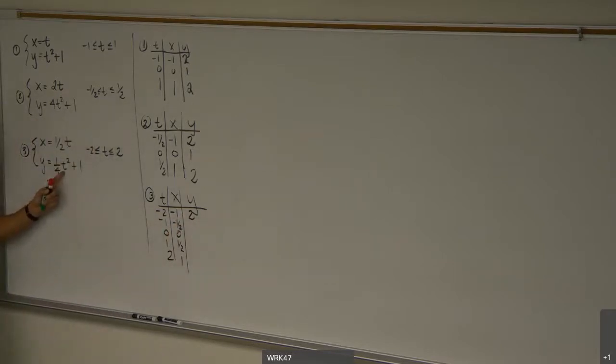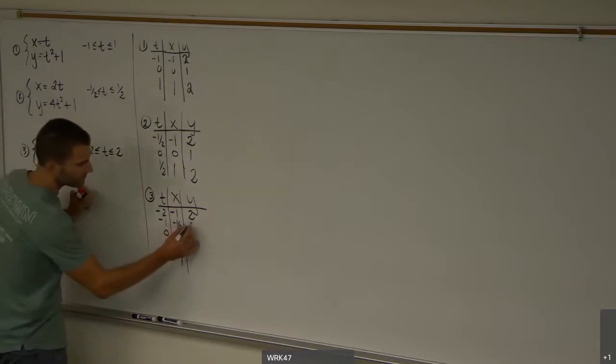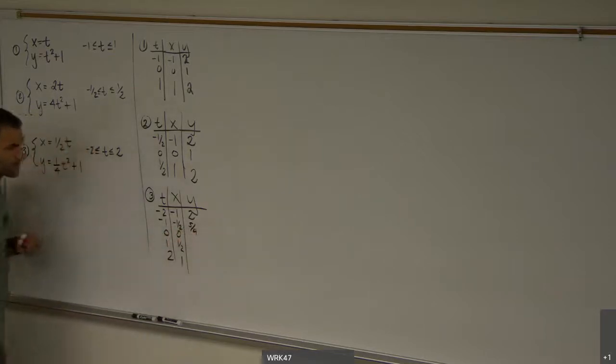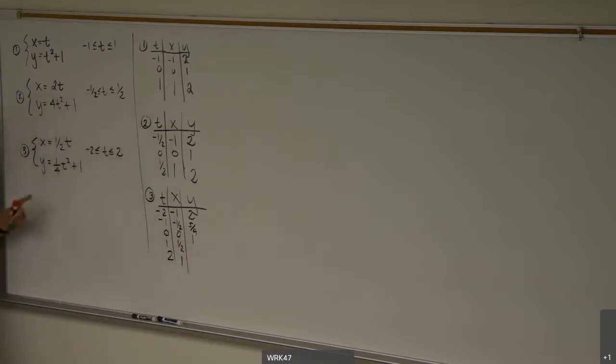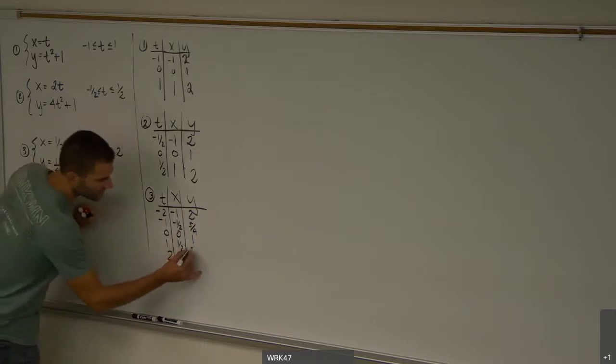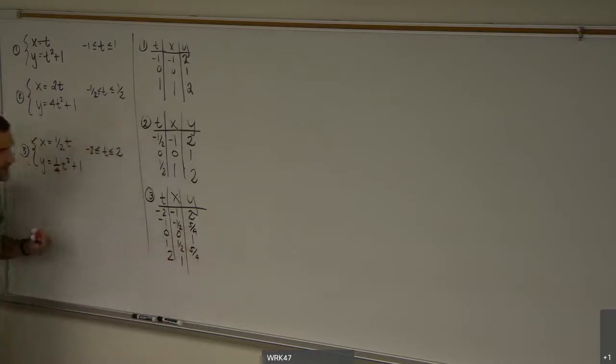Here we get 1/4 of 1, -1 squared. 1/4 of 1 is 1/4, and 1/4 plus 1 is 5/4. Here we get 0, plus 1 is 1. Here we get 1/4, right? 1 squared is 1. 1/4 plus 1 is 5/4. And finally, when t is 2, we get 4. 4/4 is 1, and 1 plus 1 is 2.